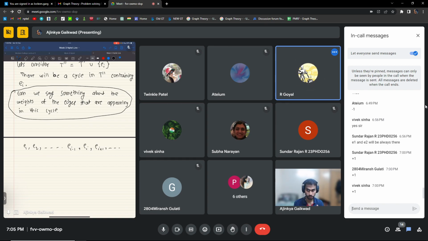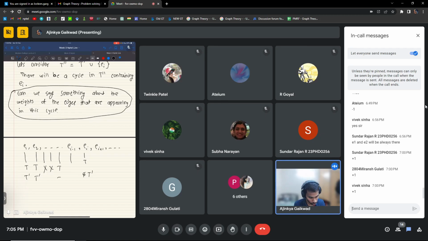Okay, but let's see why. This is very important. EI is in T, but it is not there in T prime. For the rest of them, which are here, either an edge is not there in both of them, or it is there in both of them, T and T prime. So this is the first time something like this happened.